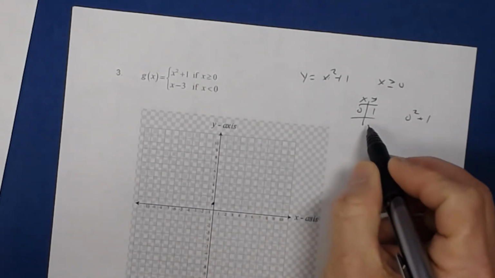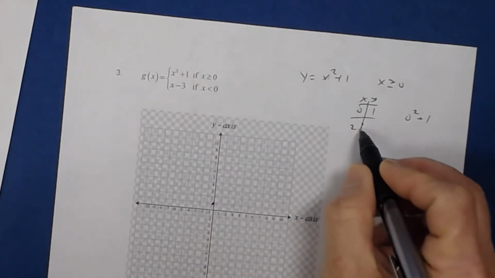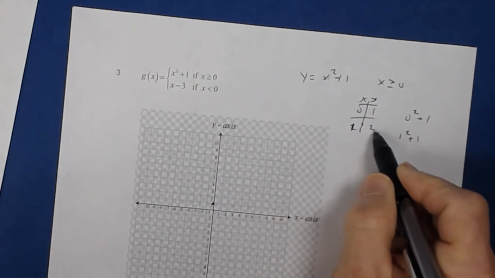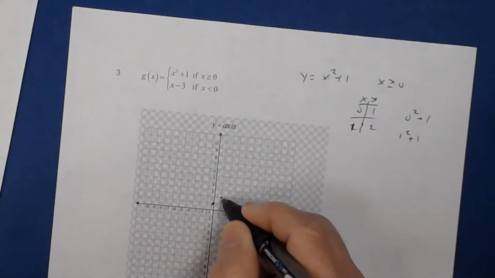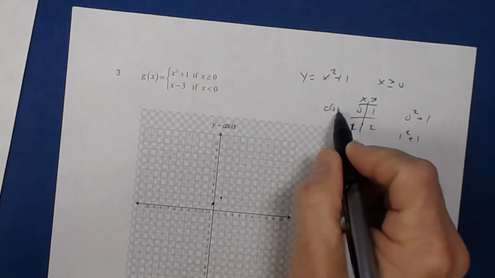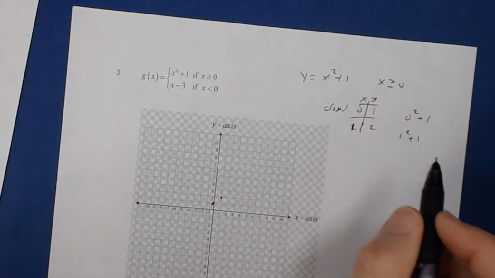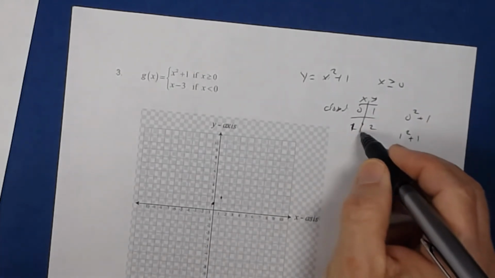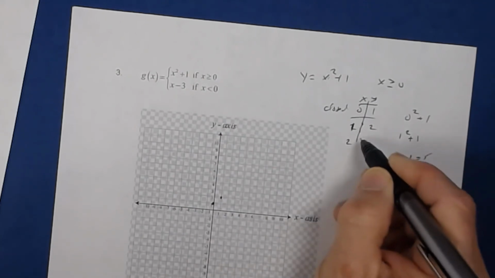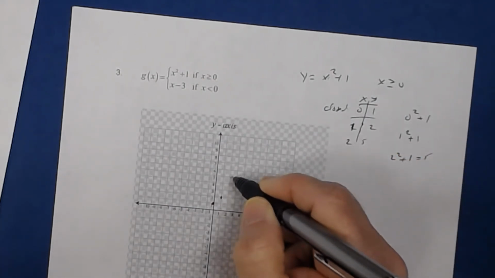All right. If x is 1, I get 1 squared plus 1, which is 2. So 1, 2 is here. And notice I put a closed circle. This is closed because 0 is in this domain. See that equal sign? If x is 2, I get 2 squared plus 1, which is 5. So 2, 5 is right here.